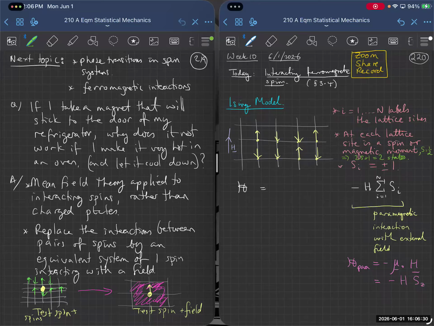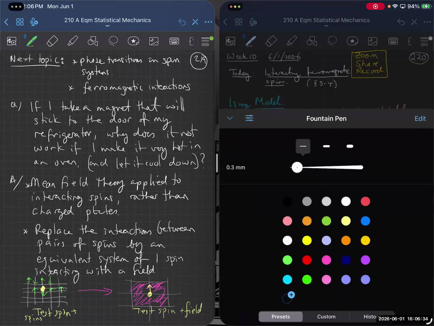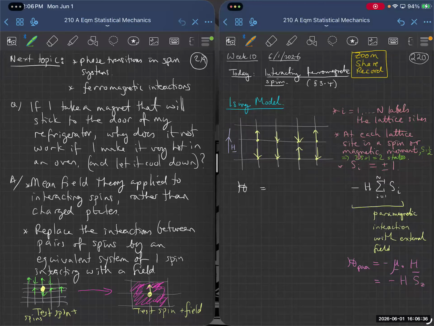Now, what we're going to add to this Hamiltonian for the Ising model is an interaction term. What does an interaction term mean? I'm going to write down two spins, S_i and S_j, and then there's going to be an interaction which is J_ij.